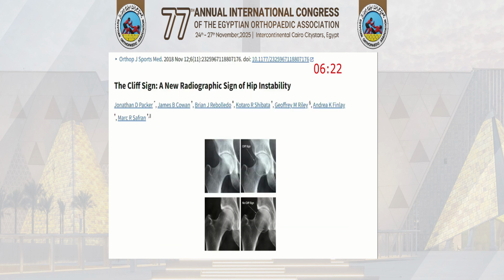Another new radiographic sign that was published in 2018 by Mark Safran is the cliff sign, and that's opposite to the alpha angle and opposite to the cam lesion. So when you draw a best fit circle around the femoral head, then you will find a defect in the femoral head which might cause instability that's originating from the femoral side.